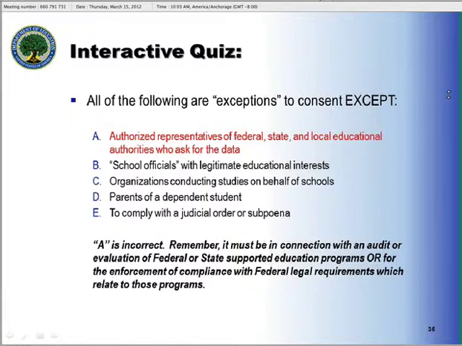A is incorrect. Remember, it must be in connection with an audit or evaluation of a federal or state-supported education program, or for the enforcement of compliance with federal legal requirements which relate to those programs. So the information cannot just be asked for. There has to be a reason for giving that information to those authorized representatives.